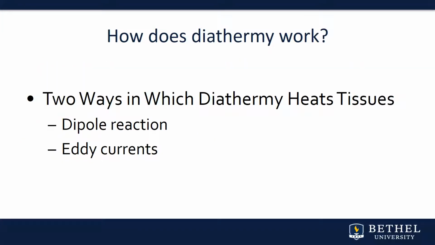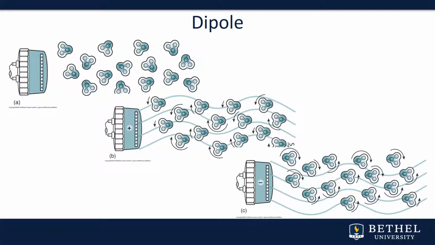There are 2 ways that diathermy heats tissue. There's one called the dipole reaction and then eddy currents. The dipole reaction is when we have a dipole, which is a molecule whose ends carry opposite charges. So when we put them in this magnetic field, they begin to rotate. The rotation then causes friction to occur in the body, and that produces heat. So that's the dipole reaction.